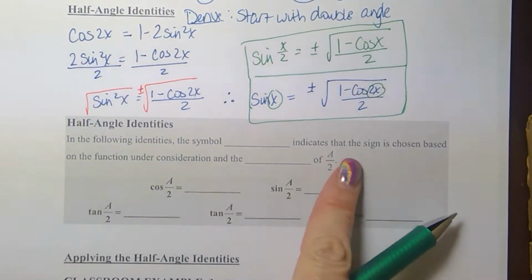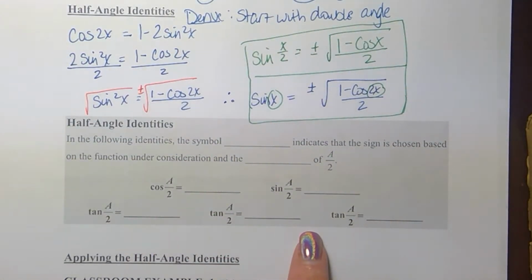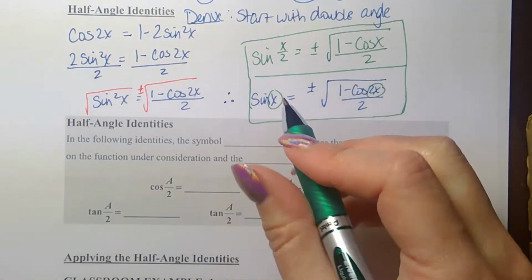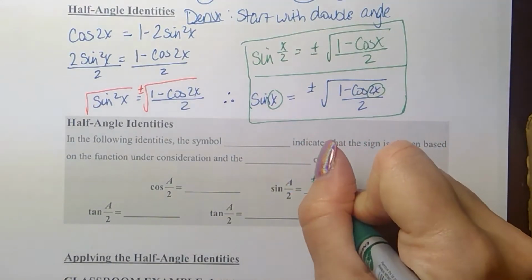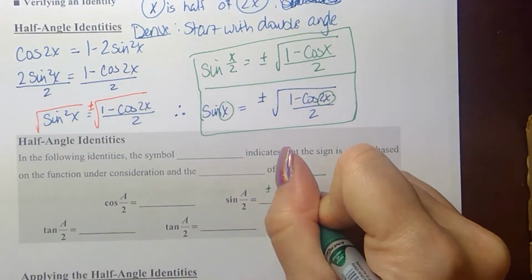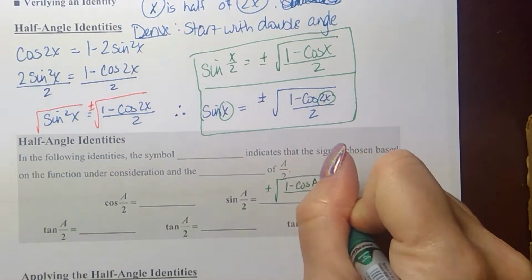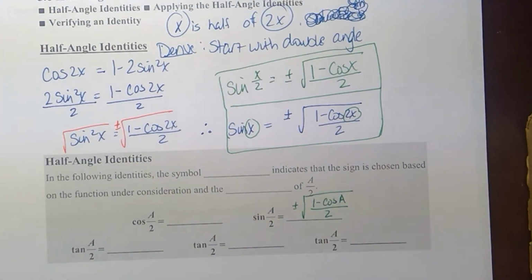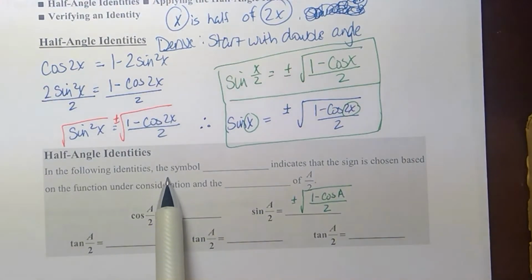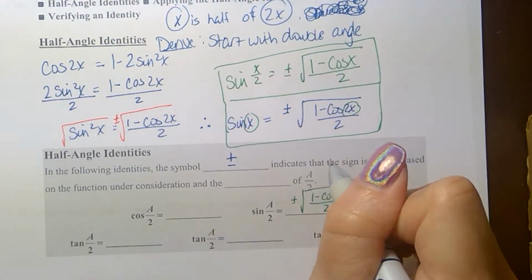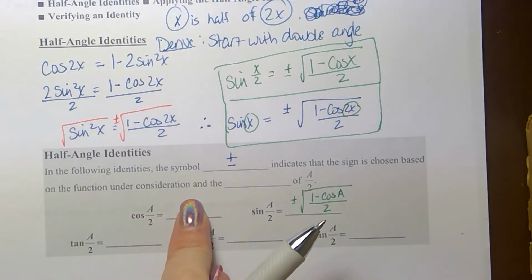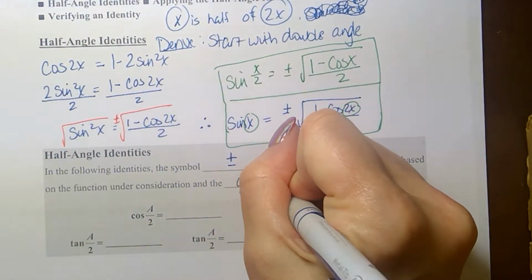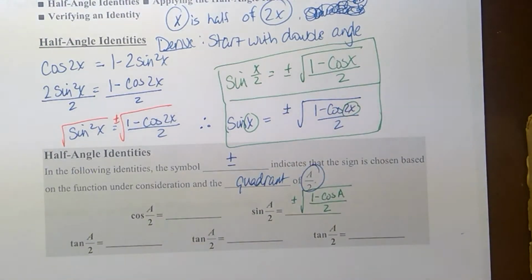Now, if you look down in this gray box where we're putting together all of our half-angle identities, you see that we have it written as sine of a over 2, sine of a half. That is going to be equal to plus or minus the square root of, all underneath the square root, 1 minus cosine a, because my argument is a half, this needs to be a over 2. Okay. So in the following identities, the symbol plus or minus indicates that the sign is chosen based on the function under consideration and the quadrant, not of the angle, but of the half angle. That's going to be important as we move forward through this section.